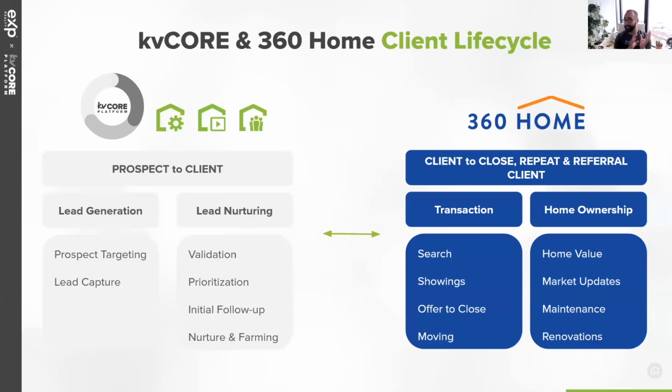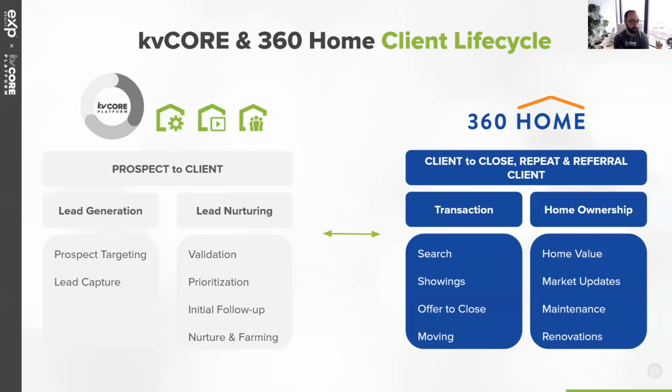Like I said, that site has done its job. So now what we want to do is deeper engage that client, and that's where Core Home takes effect. So kvCore is from that prospect to client phase. Core Home is really around search, showings, offer, close, moving, that transaction process, and then mainly around home ownership. This is where most people perceive that agents don't have value. And we want to challenge that because, again, you are the local trusted expert.